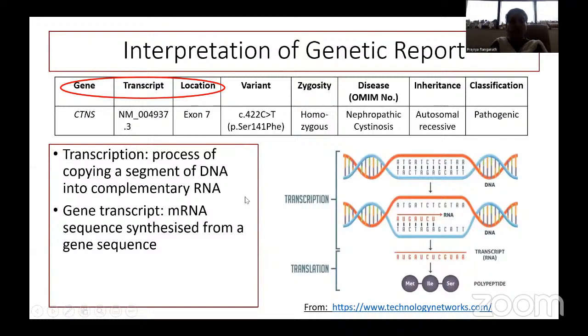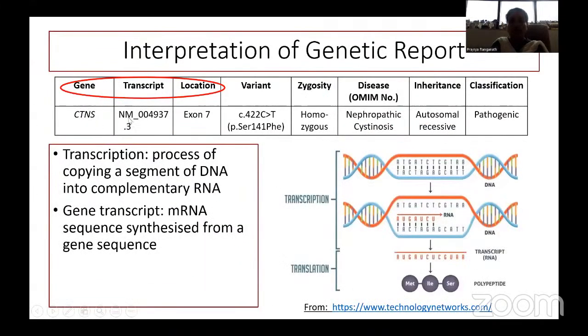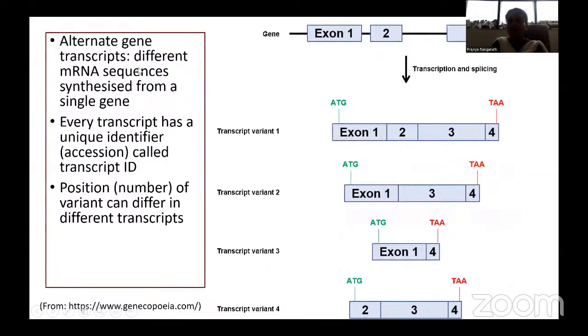Transcription, we know, is the process of copying a segment of DNA into the complementary RNA. And the gene transcript is nothing but the mRNA sequence, which is synthesized from a gene sequence. So why do we need to mention the transcript ID here? That's because alternate gene transcripts may sometimes be there from the same gene. That is to say, different mRNA sequences may be synthesized from a single gene. If you look at it here, you can see that whatever is present in exon 3 in the gene, in the different transcripts, the actual position of the particular variant may differ.